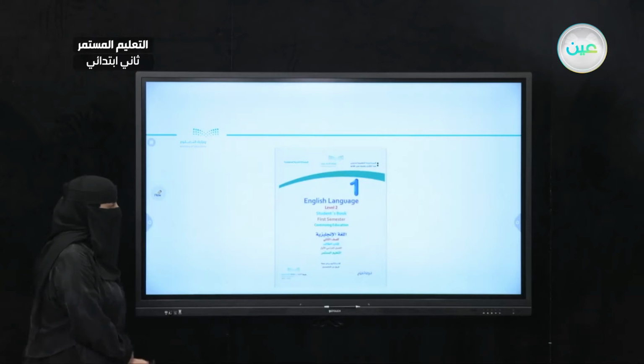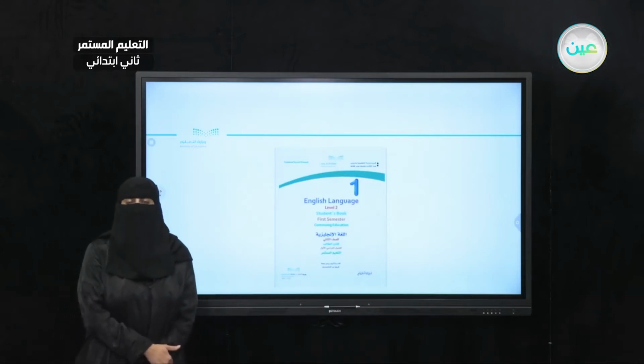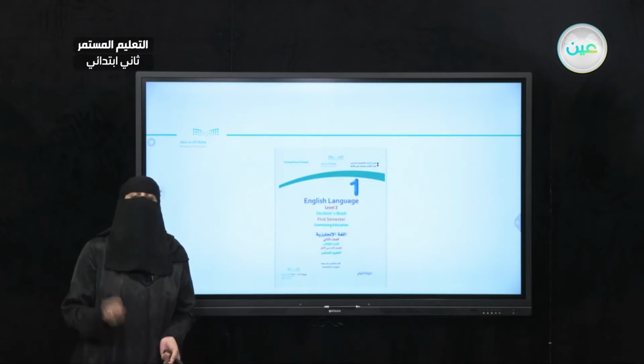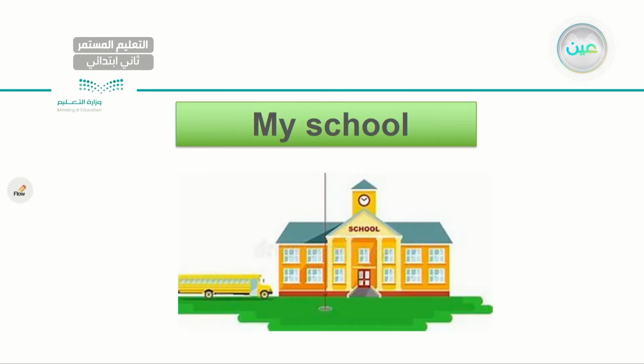Let's start. This is the cover of your book. Make sure that you have your book now and have a piece of paper and a pencil to write whatever you want. Again, this is the cover of your unit 2. As you can see, you can always go ahead and scan the barcode here for extra exercises. Make sure you have your pencils and pens, and let's start. Bismillah. This is the name of your unit. Again, the name is called My School.